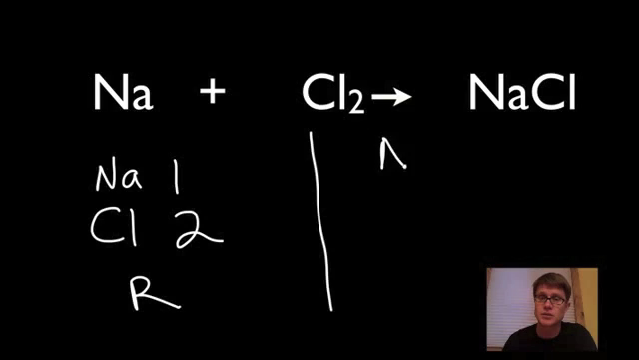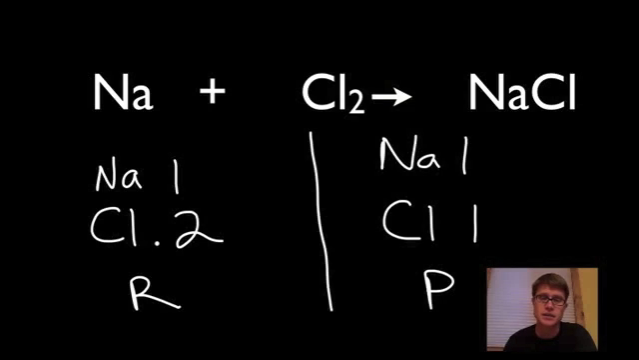How many sodium do we have? We only have 1 sodium. And how many chlorine do we have on the right side? Well, we only have 1 chlorine. So that's a problem, because on the product side, we only have 1 atom of chlorine, and on the reactant side, we actually have 2. So how could I fix that?